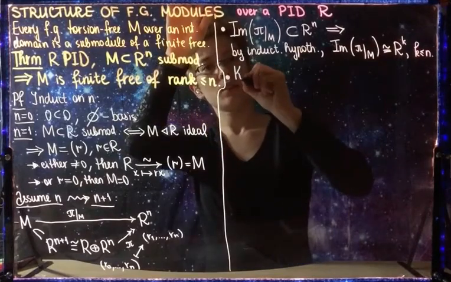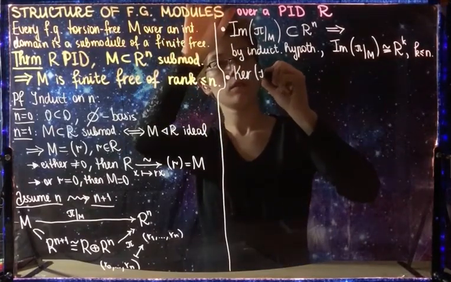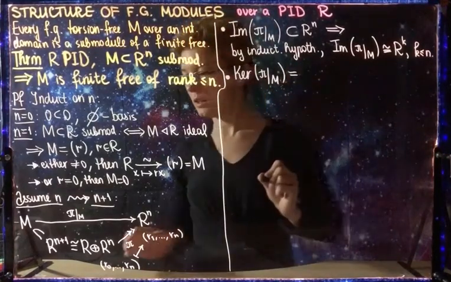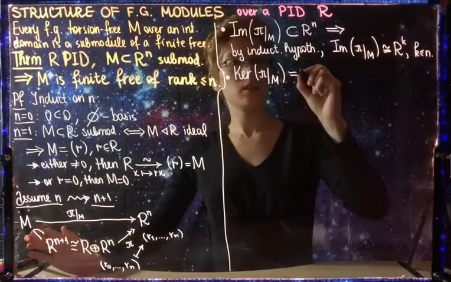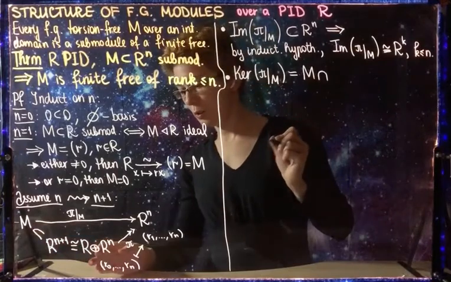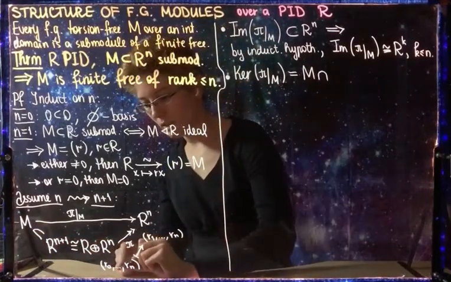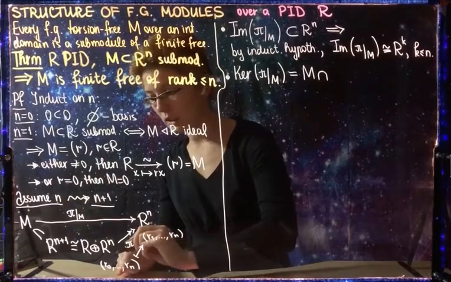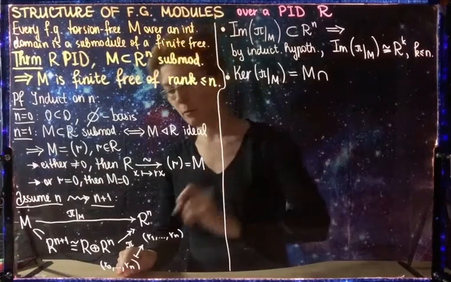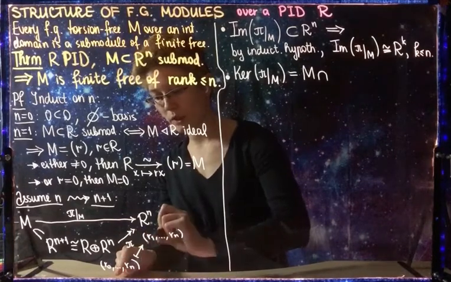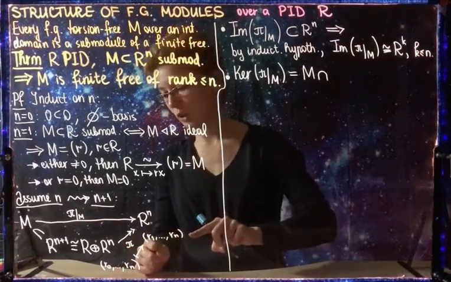Now consider the kernel of pi restricted to M. It consists of all elements of M whose second through n plus 1st coordinates are equal to 0. So if we represent an element of M by this tuple, we want the elements on the second, third, etc. through the last place to be equal to 0.